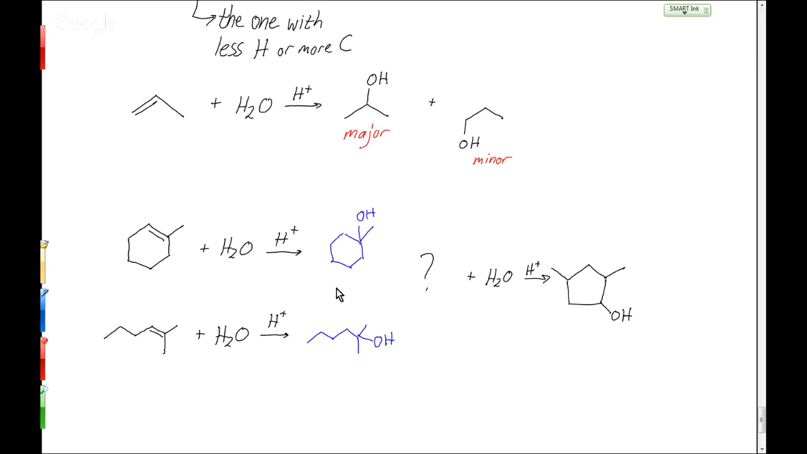Yeah. You not need a major and minor? No. So in this case, I just asked for a major product. So yeah. It would, if it says draw all possible products and label the major and minor one, you would do it. But normally we would just draw the major product.